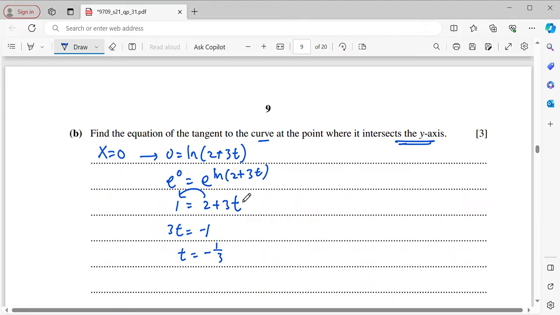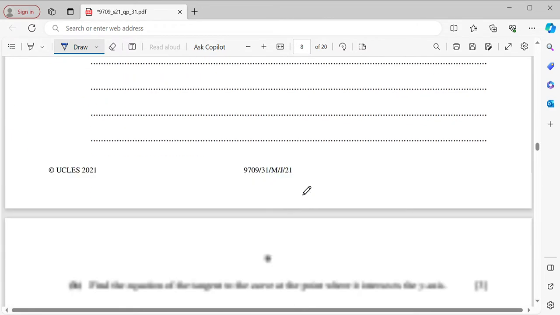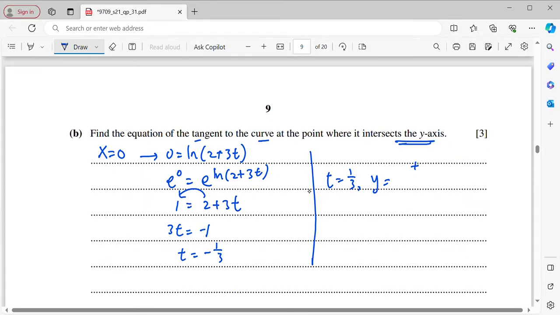Okay, so now we need to calculate the y value because later you need to form the tangent equation. So now when t equals negative 1 over 3, for your y just replace the t value into the given y, which is t over 2 plus 3t. Your t is negative 1 over 3, so here negative 1 over 3 divided by 2 plus 3 times negative 1 over 3.